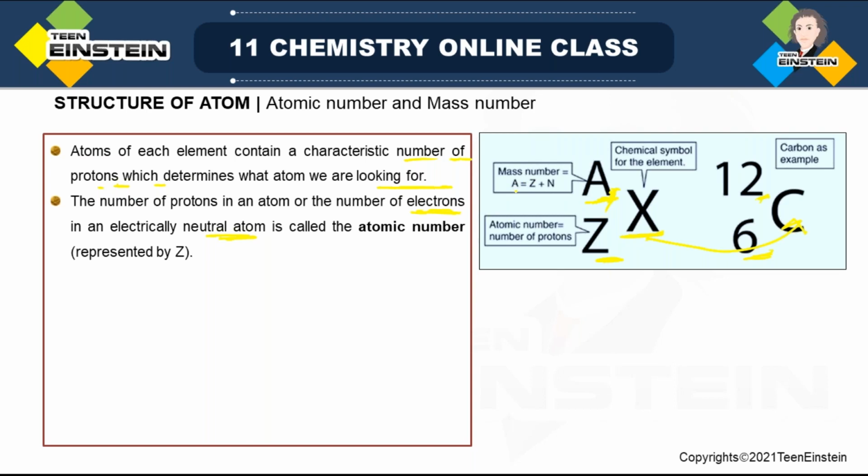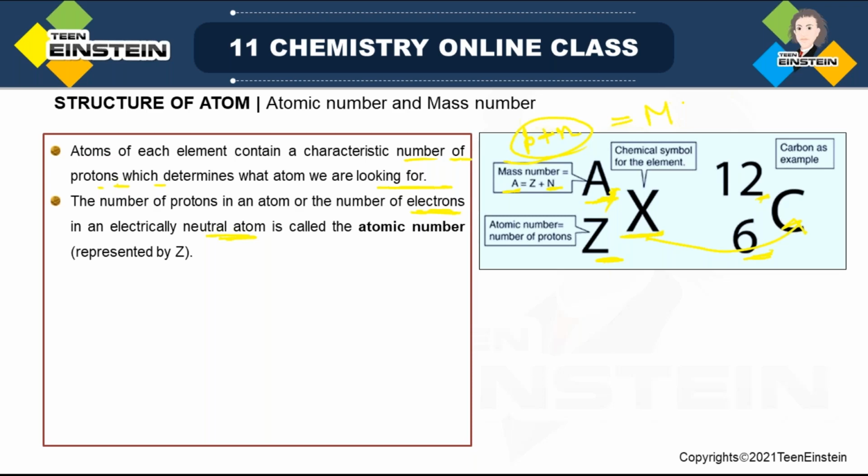X is basically the chemical symbol. And what is mass number? Mass number is expressed by capital A, which is the summation of Z plus N. Z is the atomic number, that is the total number of protons, and N is the total number of neutrons. It can also be written as small p plus small n. That is also basically the mass number. Sometimes it is also mentioned as capital M. Fine. In this way we represent any element.